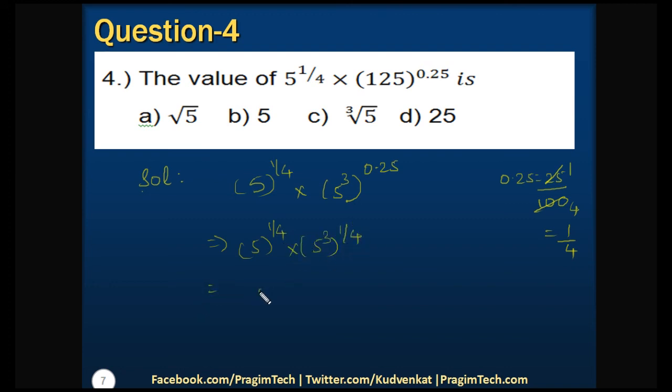So this will be equal to 5 to the power of 1 by 4 into 5 to the power of 3 by 4. Now if you observe, the bases are same. So we can add the powers, that is 1 by 4 plus 3 by 4. That is equal to 4 by 4, so the result is 5, right? So the answer is B.